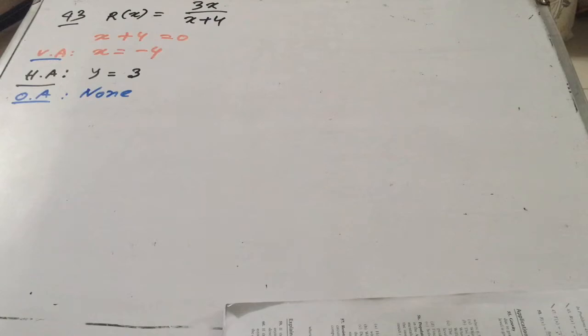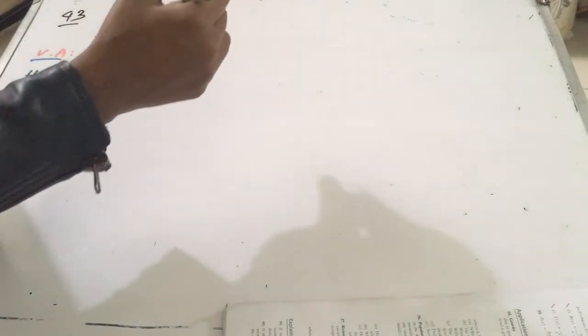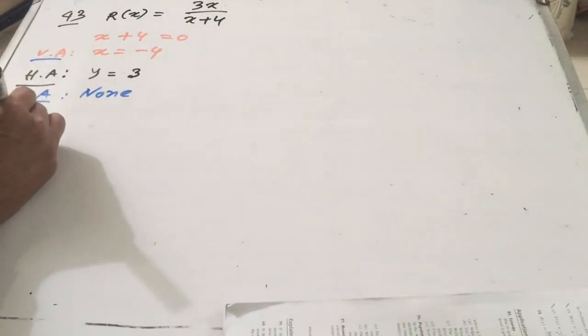Let me try 44 also. Same, the answer will be: vertical will be x equals 6 and horizontal will be y equals 3. 44 number I'm saying, and oblique will be none. It looks like that, as far as I can see in the question. Anyway, let me try to do 46 number. 46 number looks different. 46 number, let me try it here.